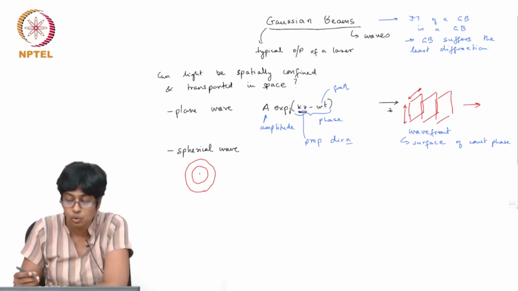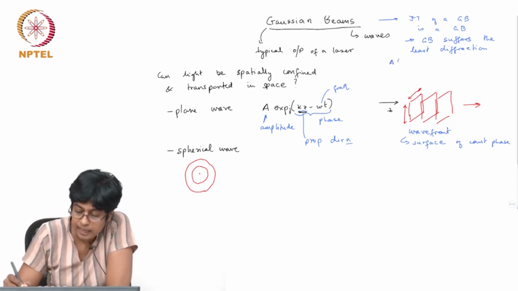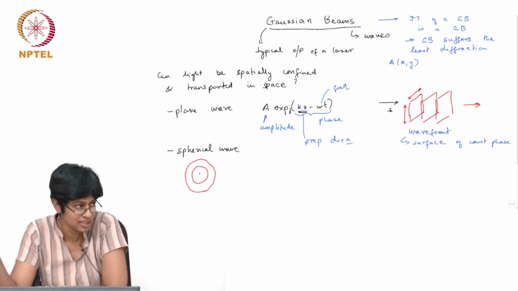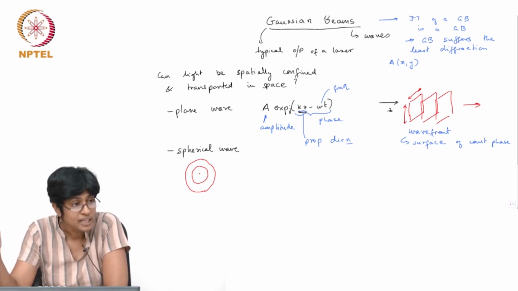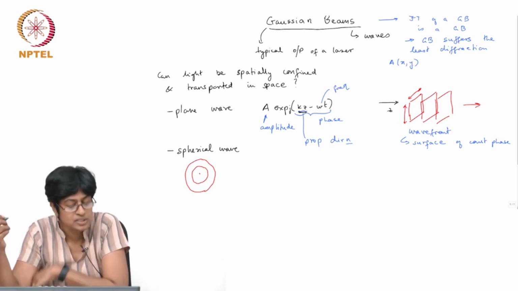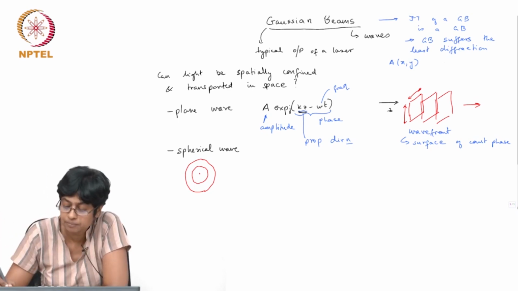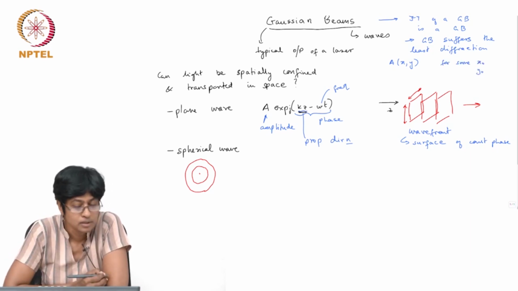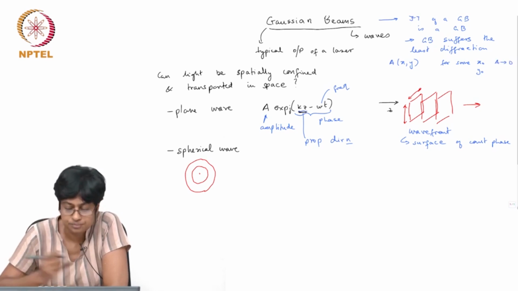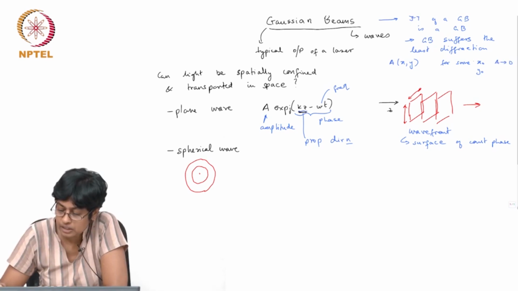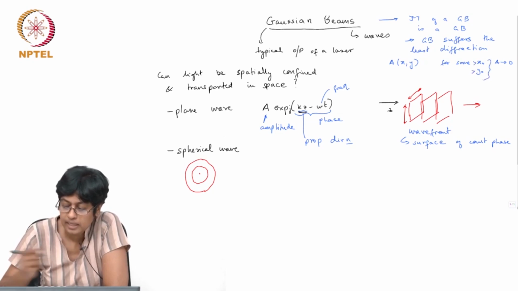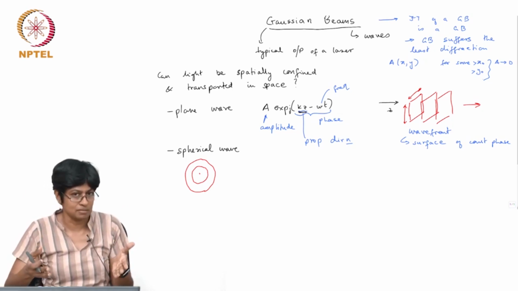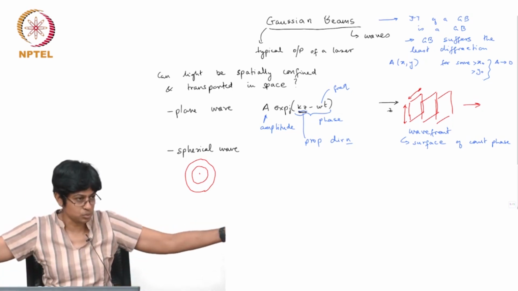That means if I were to look at the amplitude of the wave in terms of x and y, considering that it was traveling along the z direction, I know that at some value of x, so for some x naught and for some y naught, this A would tend to 0. So for x larger than x naught and y larger than y naught, A would tend to 0. That means the beam has a finite diameter. It doesn't spread out to infinity.